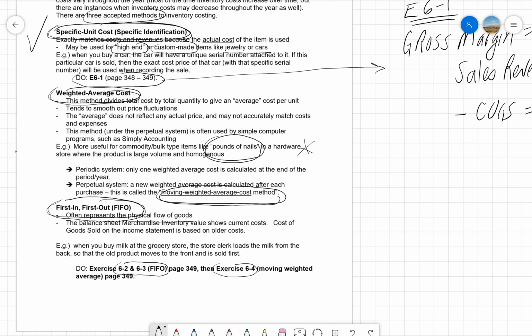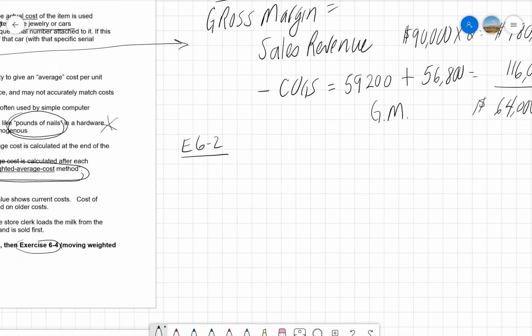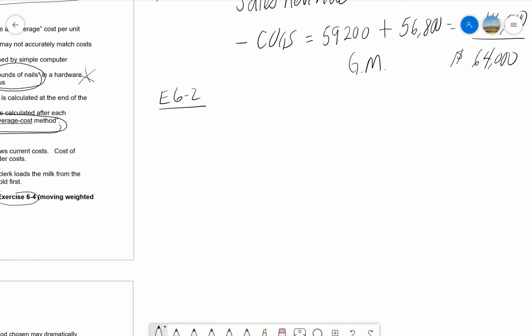Okay, let's have a look at exercise 6-2. So with exercise 6-2, if you read the question, it says, prepare a perpetual inventory record for the guitars. Now, you can use an inventory record like the textbook shows you in the chapter 6 material. However, we can always just use a T account. Actually, I think a T account might be a little bit easier. So let me just show you what I mean by using a T account for a perpetual inventory record. So we have our inventory T account.